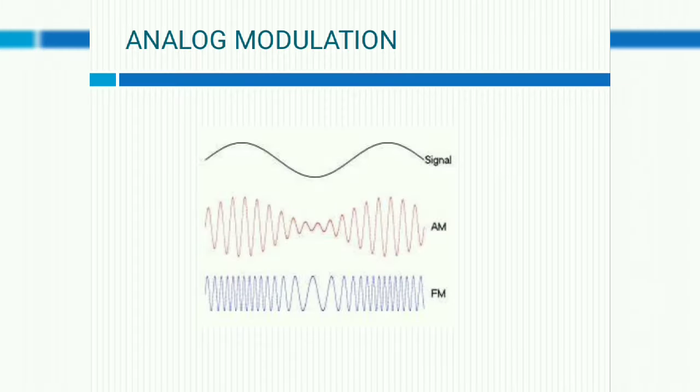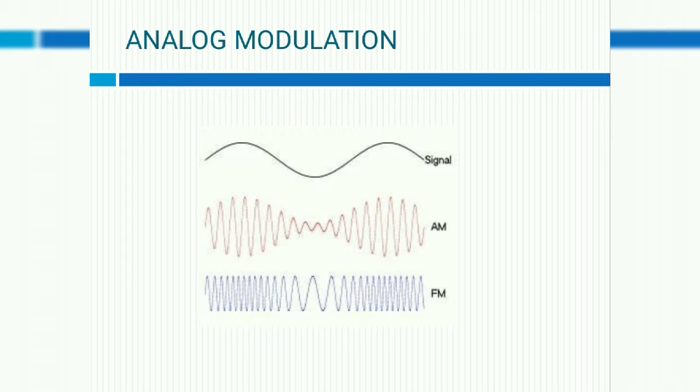Next, analog modulation means the input signal is continuous in nature. In analog modulation there are three types: amplitude modulation, frequency modulation, and phase modulation. In amplitude modulation, the carrier amplitude is varied according to the input signal, while frequency and phase are kept constant. In frequency modulation, you vary the carrier frequency according to the input signal, keeping the amplitude and phase constant.